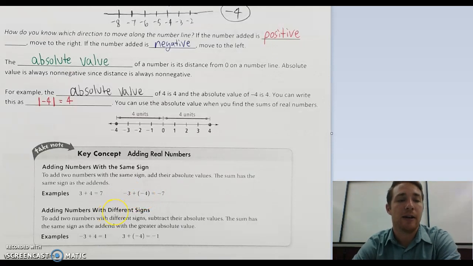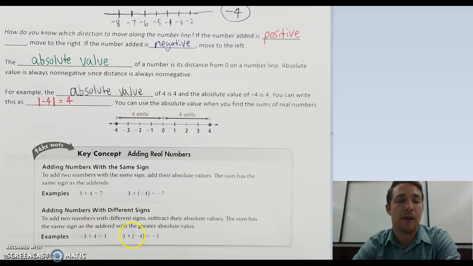If I'm adding two numbers with different signs, instead of adding, I'm going to subtract their absolute values, and their sum is going to have the same sign as the addend with the greater absolute value. So you're going to think of the bigger number there. If I take -3 plus 4, for example, I subtract the difference between 4 and 3. So 4 minus 3 is 1. And I know that I'm using a positive 1 because the 4 was positive and that was bigger.